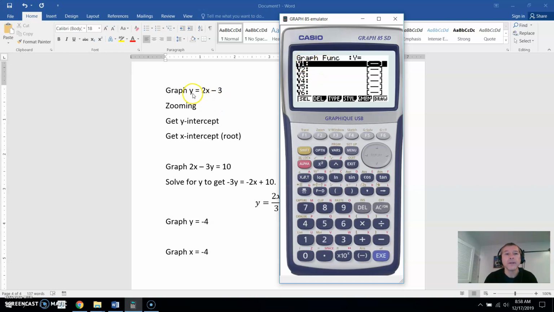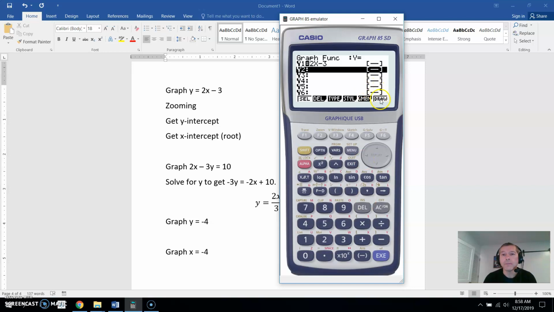Well, this first one is y equals 2x minus 3. So the y is already there. We just type in the 2x. Right here we have to use this key. If it said graph y equals 2l plus 3, you still have to use the x key, same as when you're solving equations on the calculator. So 2x minus 3. Hit execute and it locks it in there.